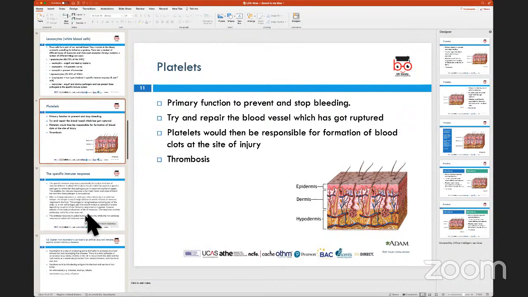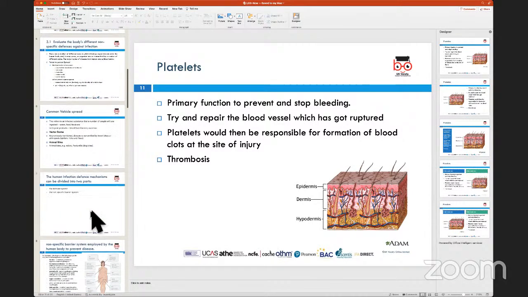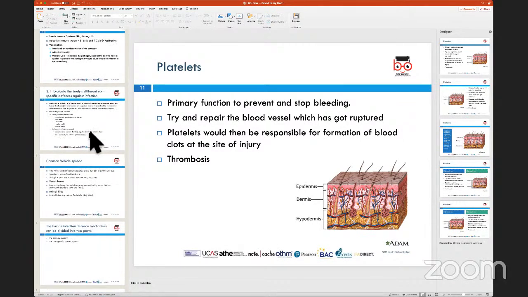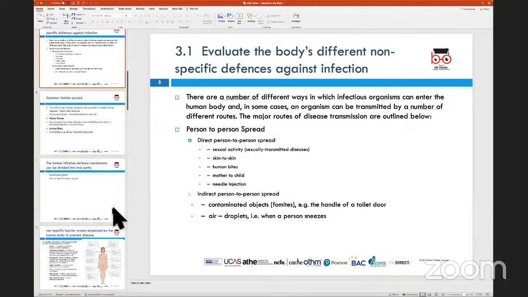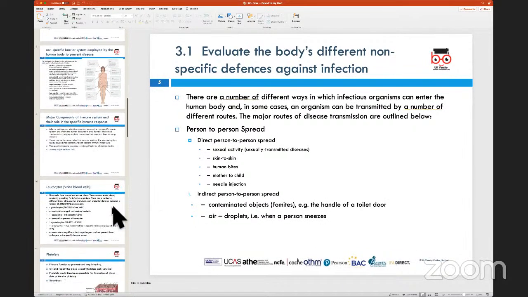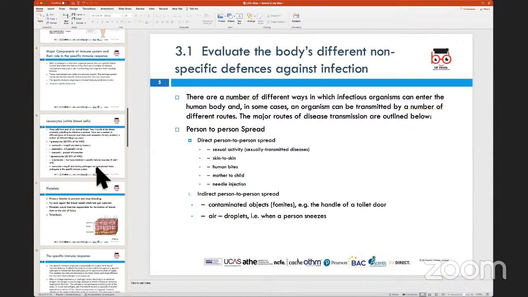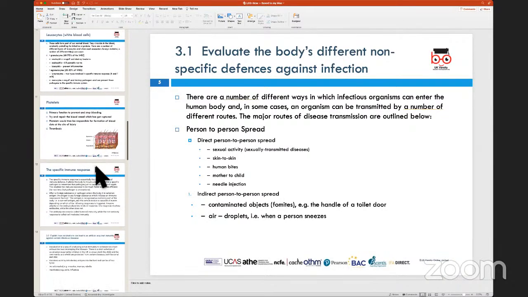So when we talk about non-specific defense barriers which the human body has that fight infection, they tend to be these barriers through which the human body would essentially prevent the pathogen from entering the body and causing an infection. Is that clear? So this is the first assessment criteria.